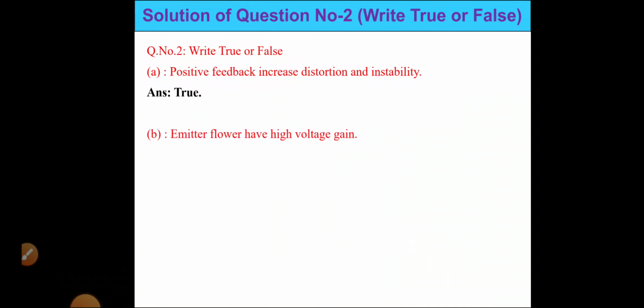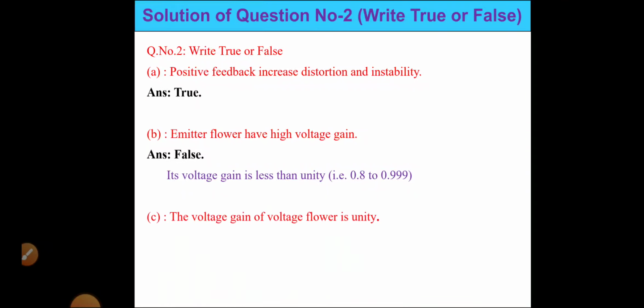Emitter follower has high voltage gain. False. Emitter follower has a low voltage gain. It is less than 1, less than unity. So these values will be 0.98 to 0.99. The voltage gain of a voltage follower is unity. Yes, this statement is true. Voltage gain means whatever voltage is given in, so it will be unity.